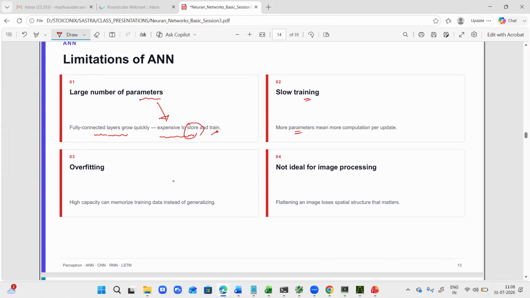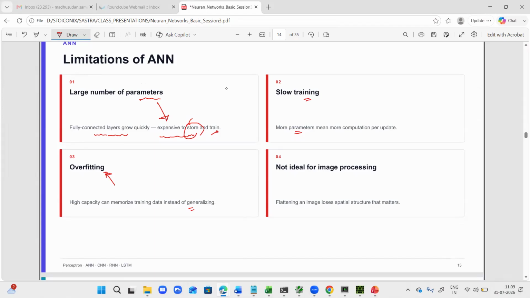There is also a problem of overfitting, wherein high capacity can memorize training data instead of generalizing. That's what we call overfitting, and it has certain detrimental effects which we will see later.